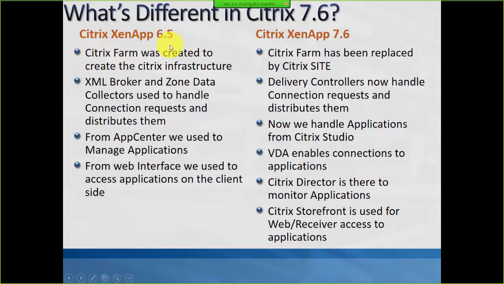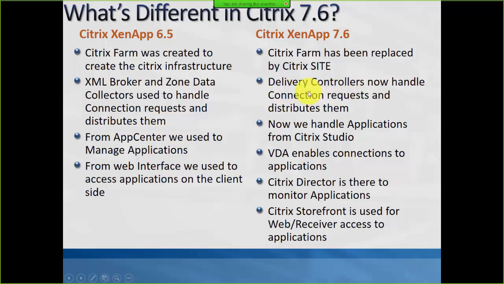So Citrix 6.5. This is a comparison table that I picked up from the Citrix documentation. The Citrix farm we're going to create is not known as a farm now. It's called a Citrix site. The whole interface is changed. Nothing would look familiar now, but the background concepts are still exactly the same. The names have changed. XML broker and zone data collectors used to handle connection requests and distribute them.